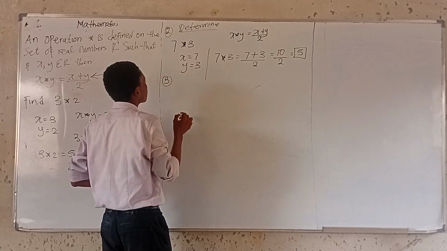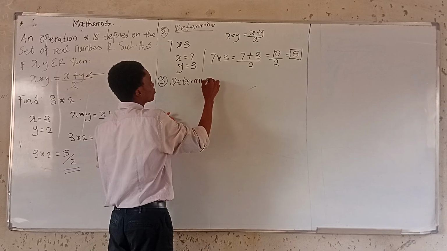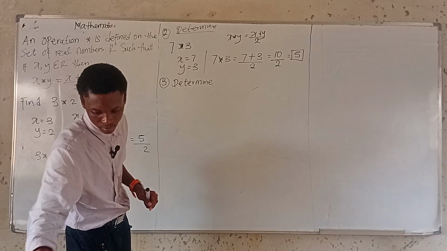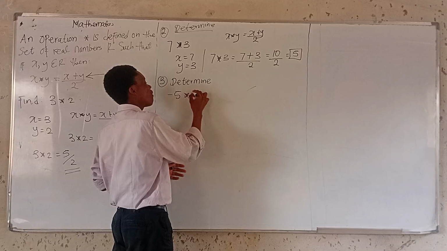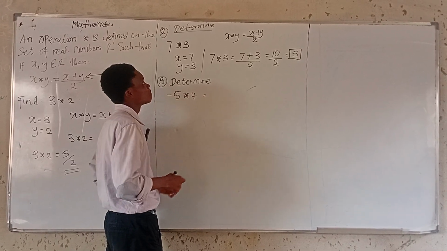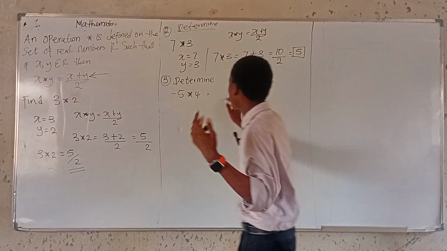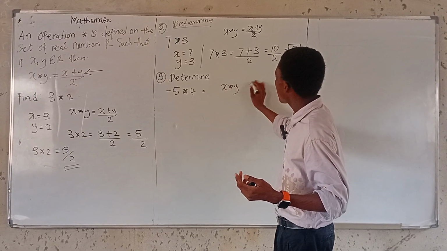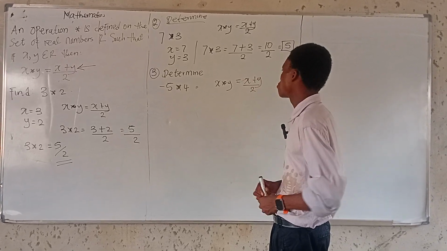Number 3, we have to determine minus 5 asterisk 4. The same method, very, very simple. Let's go. But don't forget the formula. We are always using that formula to solve it. Don't forget it. Our formula is x asterisk y equals x plus y divided by 2.